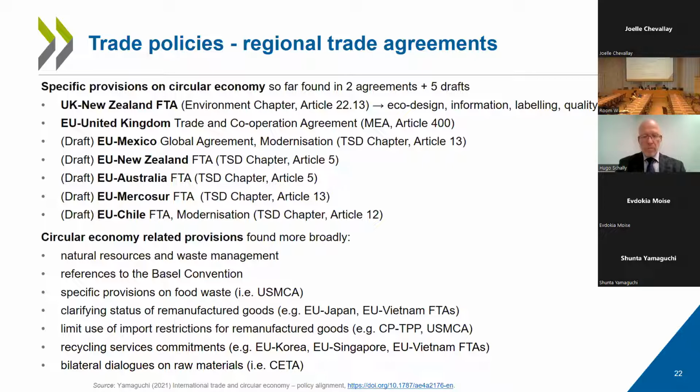And below, there are also other agreements that do not have circular economy provisions per se, but there are related provisions such as references to natural resources and waste management, the Basel Convention, food waste. There are also a lot of provisions around manufactured goods, such as clarifying the status or limiting the use of import restrictions. There are also recycling services commitments found in several FTAs. And finally, there's also a bilateral dialogue on raw materials under the CETA agreement between the EU and Canada.